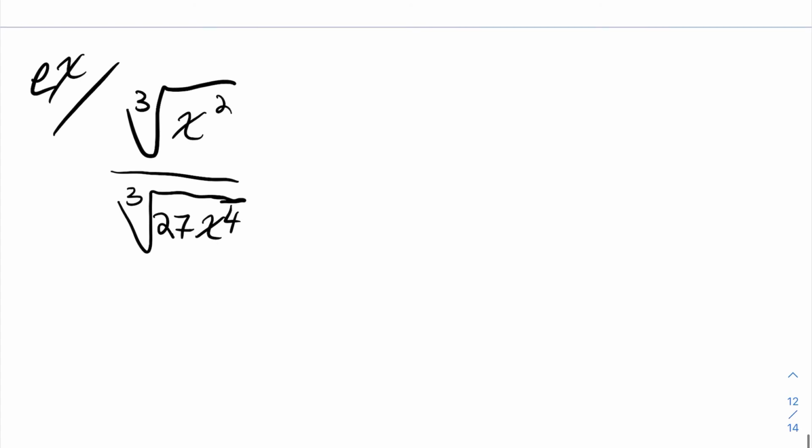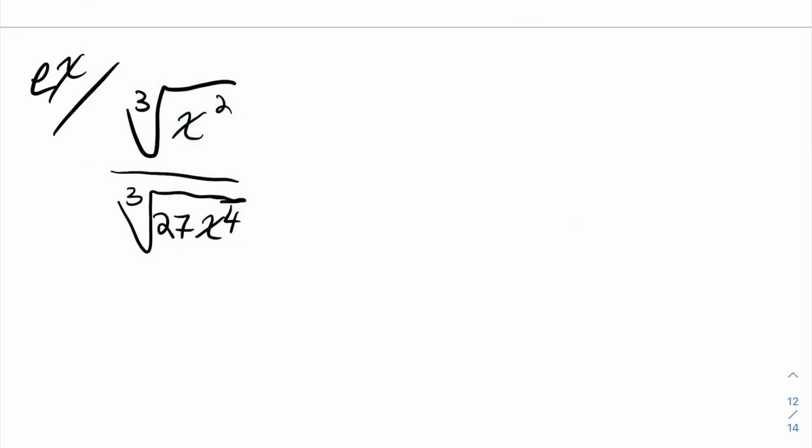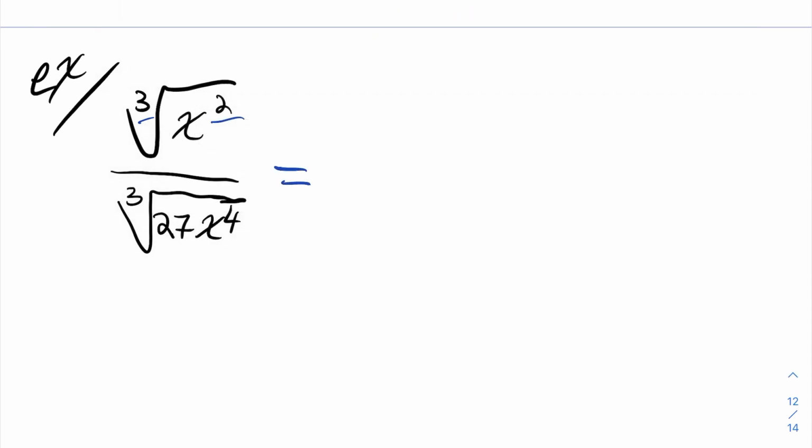Alright, so here, once again, let's try to simplify first. Okay, let's see. So simplifying first, the numerator is already simplified, I know, because the exponent is smaller than the index, so that one is already simplified. The bottom, on the other hand, I can simplify. So the numerator remains just the cube root of x squared. The bottom, the cube root of 27, I know.